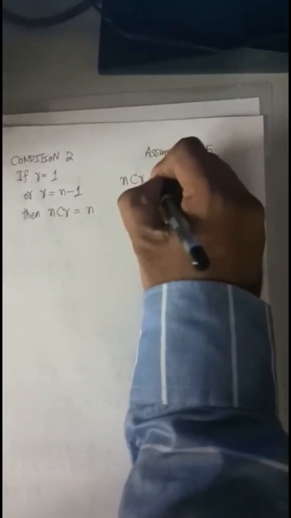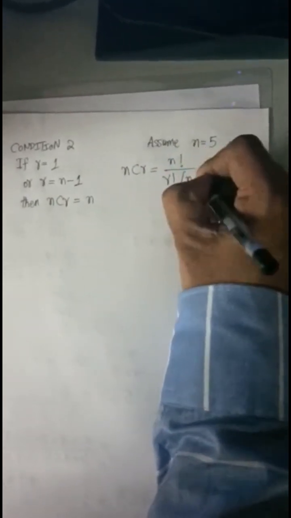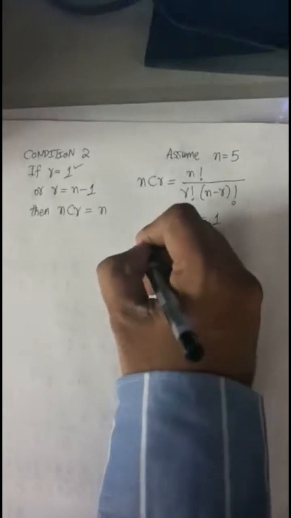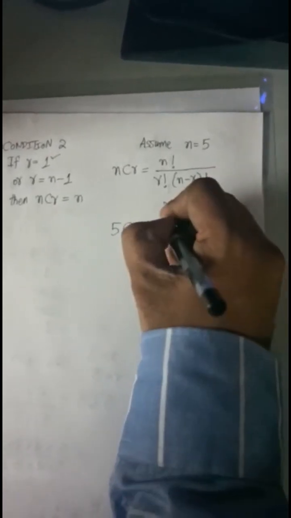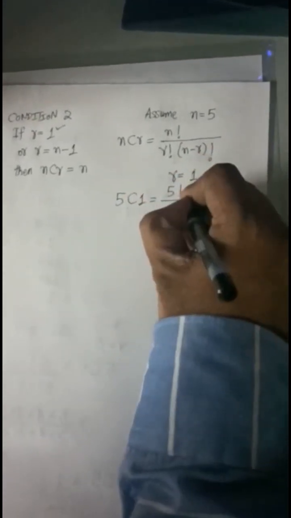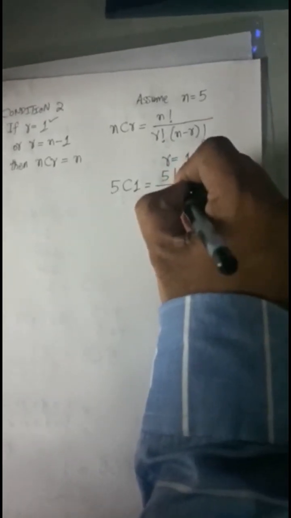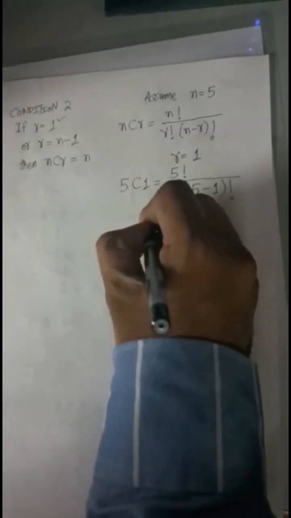Now we all know that in order to compute nCr of a number, we have the formula n factorial divided by r factorial into n minus r factorial. So first I will consider r as 1 and substitute here. 5C1 is equal to, n value is what? 5. So 5 factorial divided by r, which is 1, so 1 factorial into n minus 1 factorial.